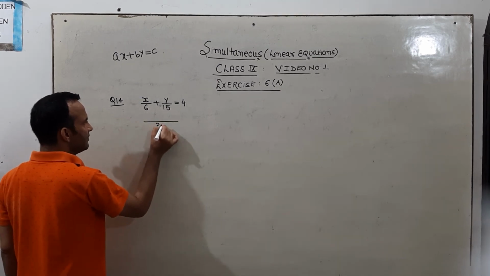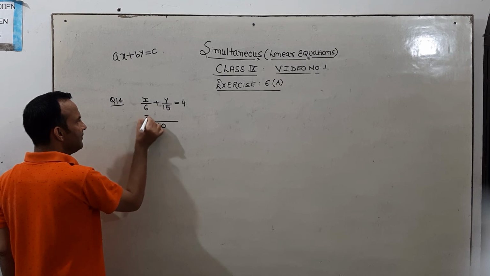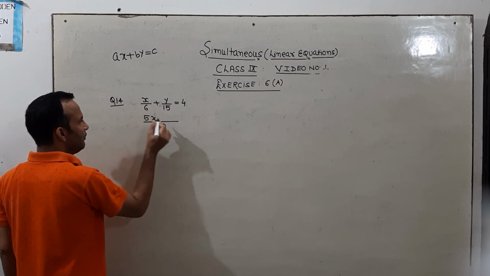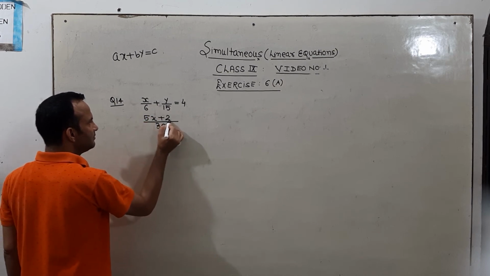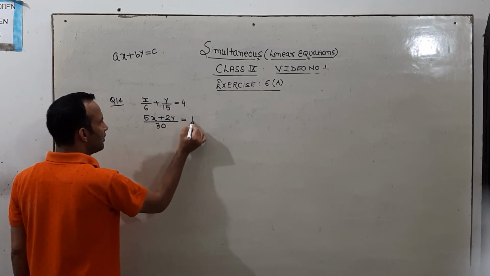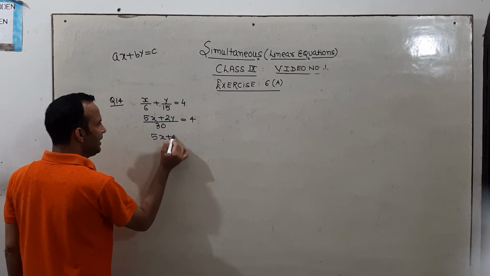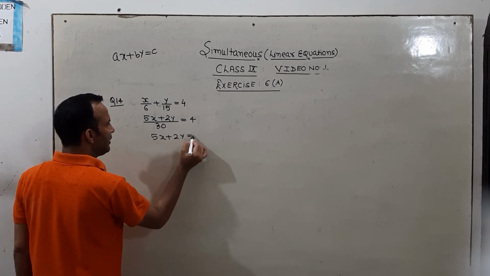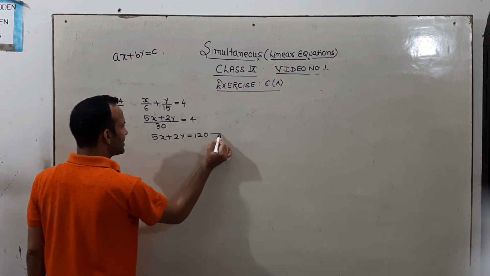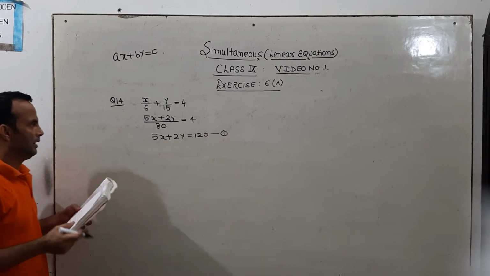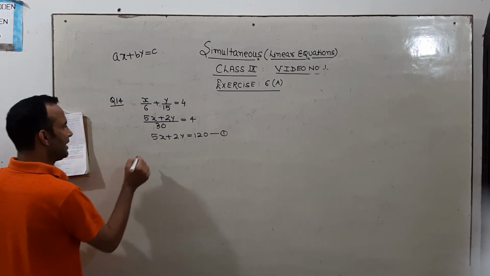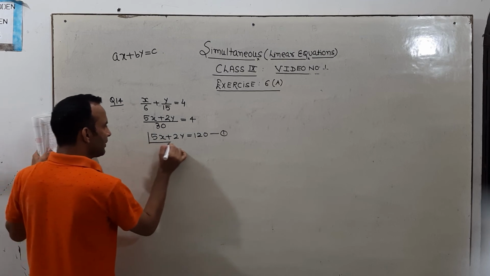LCM is 30, 6 5s are 30, 15 2s are 30, is equal to 4. So 5x plus 2y is equal to 30, 4s are 120. So this is first equation. Now see the second one. Second one is what? This is first equation.